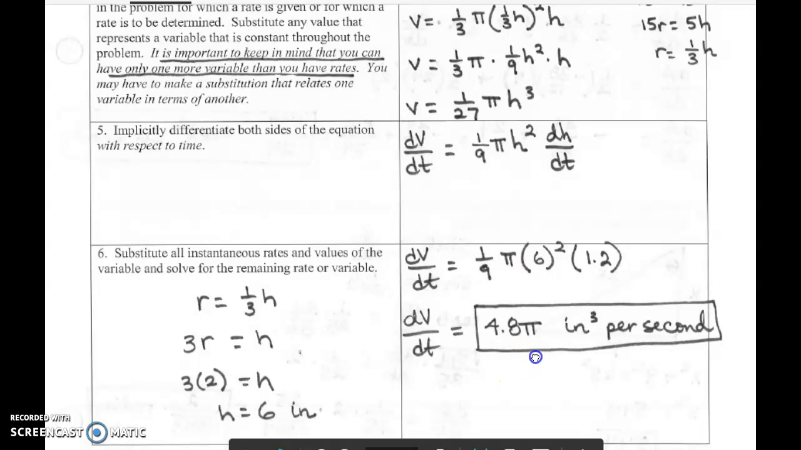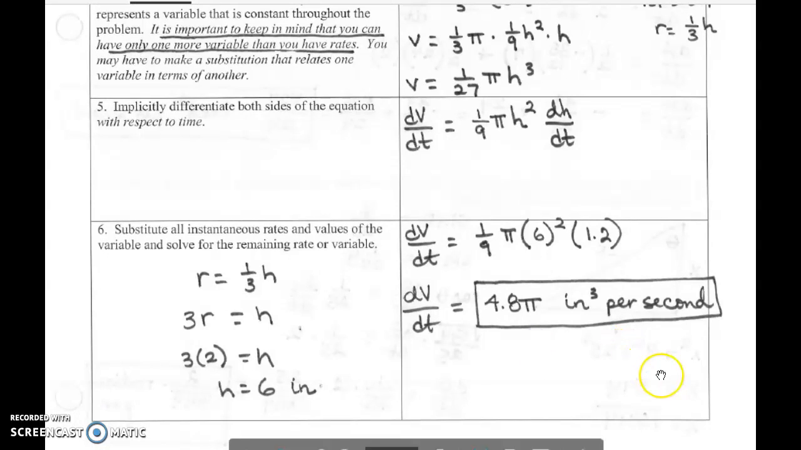So I'm going to stop the video here. I have lots more to talk about with related rates. And as you can tell, this is not the easiest of things. One small mistake will drastically change your answer.